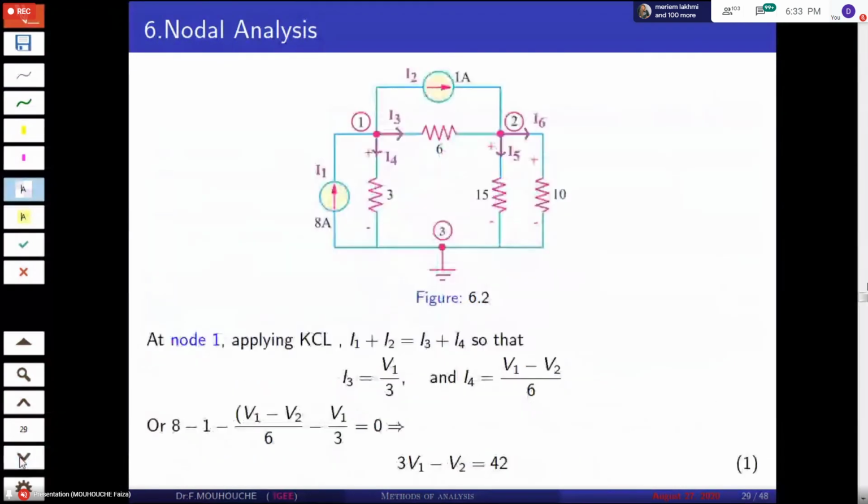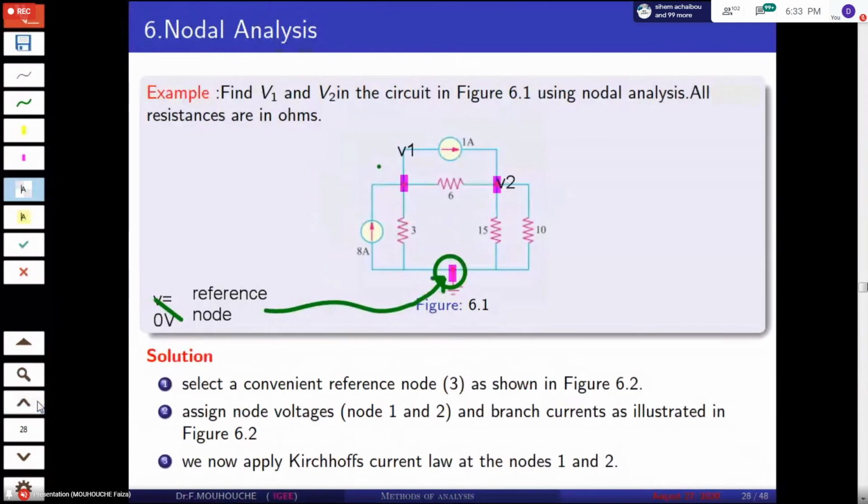Here we have I1, I2, and I3. V1 and V2 are nodes, and the reference node is 3. And here we have the current, which is divided in 3: we have I2, I3, I4. And here it is also divided into I6 and I5. Now we apply Kirchhoff's current law at nodes 1 and 2.